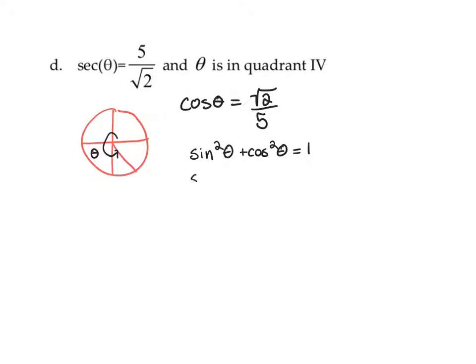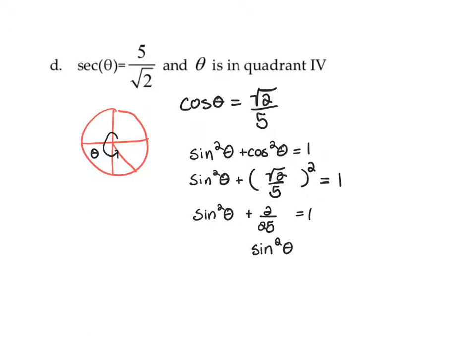So now we just substitute in what we know. We don't know the sine squared, but we do know that the cosine is root of 2 over 5, and the cosine squared just means to square that number on the outside. So sine squared of theta plus 2 over 25 equals 1. Sine squared of theta equals 23 over 25, so I've just subtracted the 2 25ths from 1. And then we know that the sine of theta is the plus or minus square root of 23 over 25.